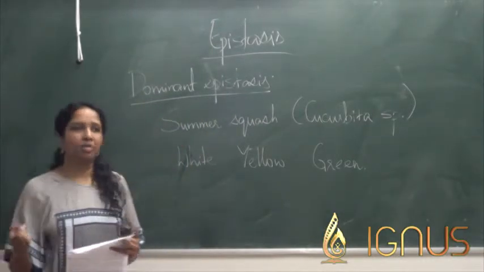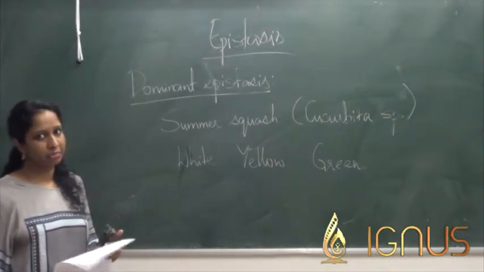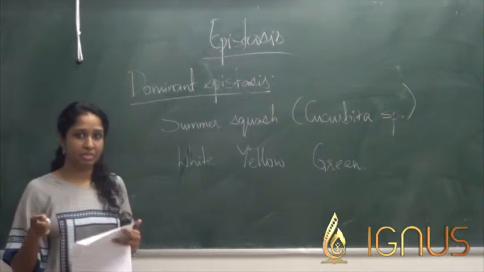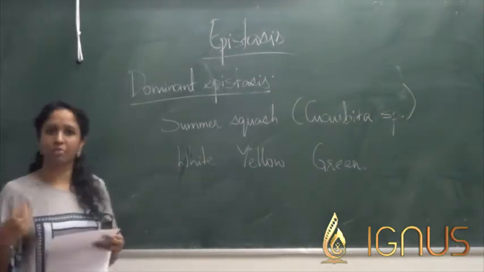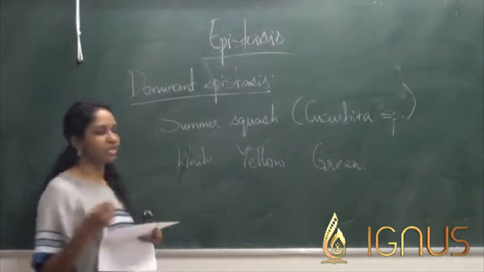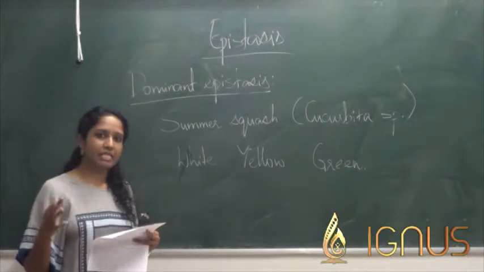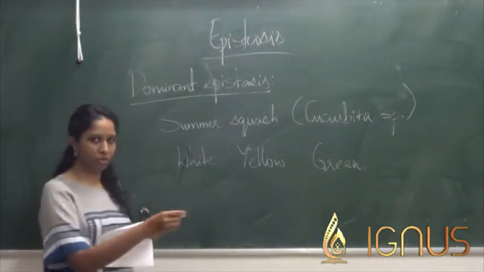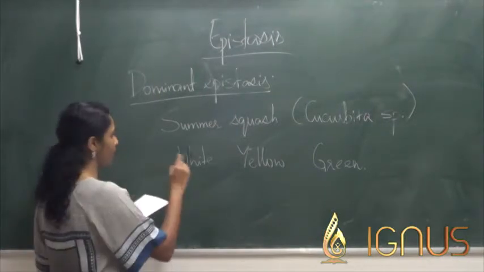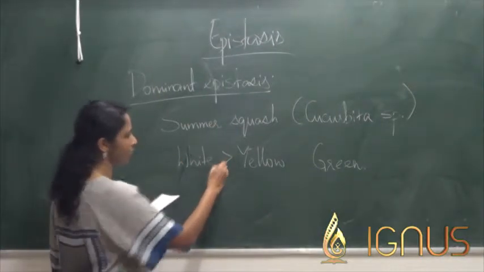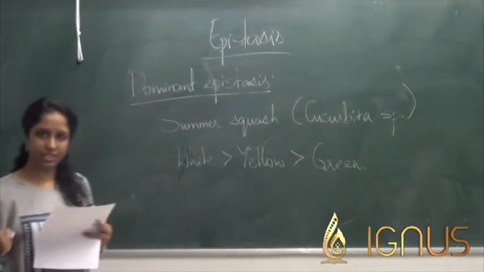Okay, I'll be explaining each of the epistasis, dominant and recessive, with examples. First off, dominant epistasis. Now, dominant epistasis can be explained taking the example of summer squash. Summer squash is a kind of vegetable belonging to the Cucurbita species. It comes in 3 different colors: white, yellow and green. Now, this is dominant epistasis, and white color is dominant over yellow and yellow is dominant over green.